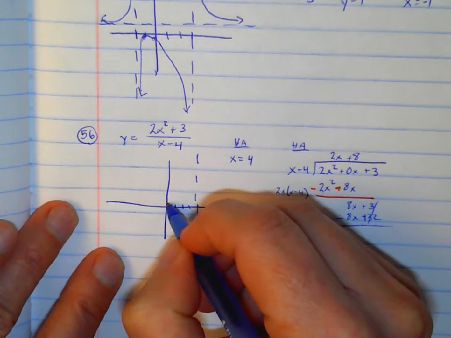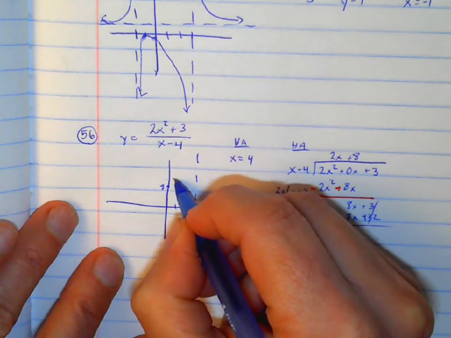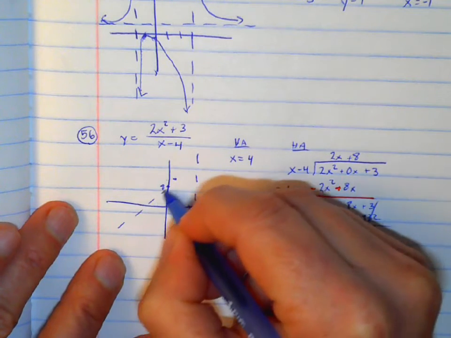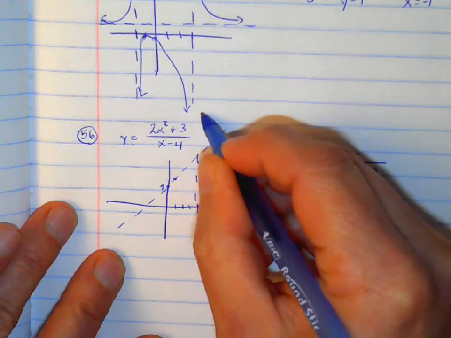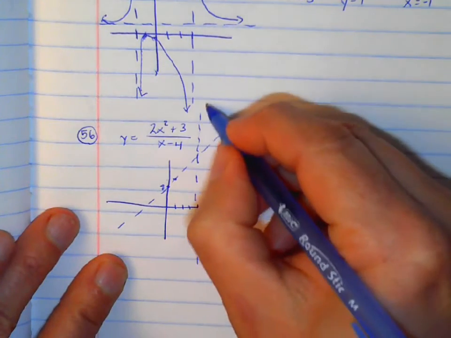So if I go up here to 8, go up 2 over 1, right? There's my other asymptote. Okay. And the graph looks like this.